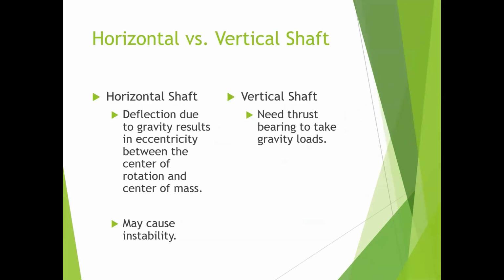Okay. And then we look at this one. Horizontal versus vertical shaft. Sometimes based on our needs, some shafts are oriented horizontally, some shafts are oriented vertically, or sometimes the shaft is oriented at an arbitrary angle. So for a horizontal shaft, the deflection due to gravity.